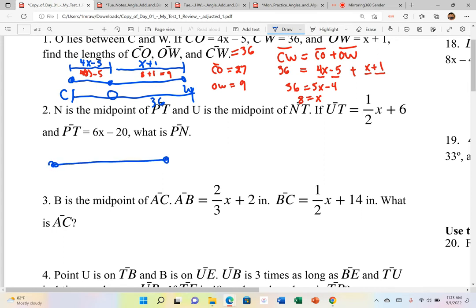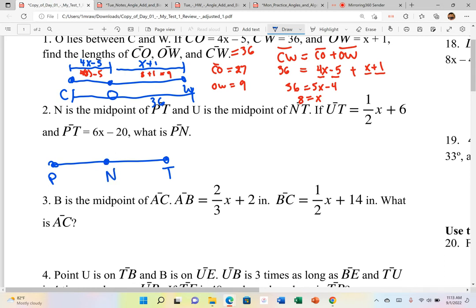Okay, Zorve, do you have a question? Yes, sir. So the 36 equals 5x minus 4. Mm-hmm. Then you just put 8x. I don't know how you got that. You solve for x. Yeah. Solve for x. Add 4, divide by 5. Okay.